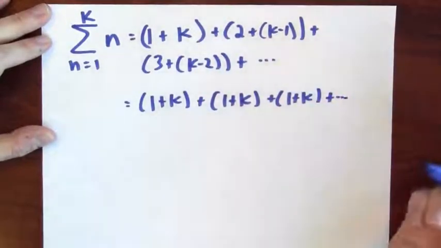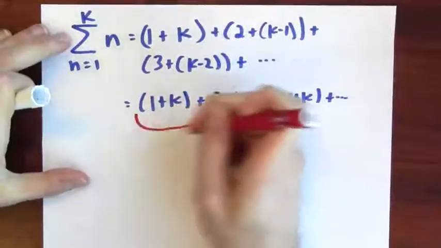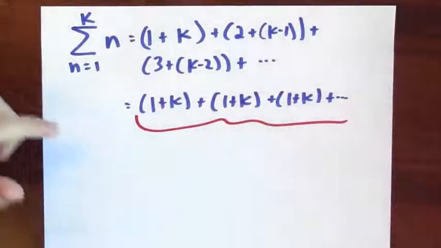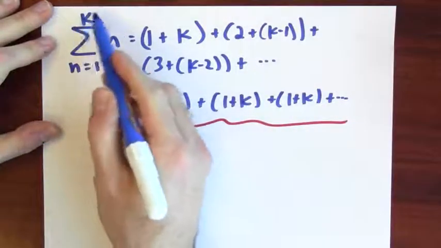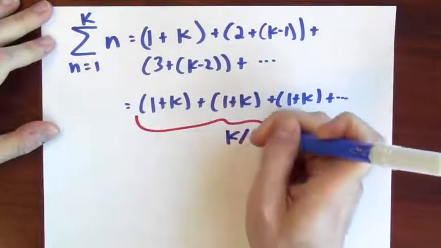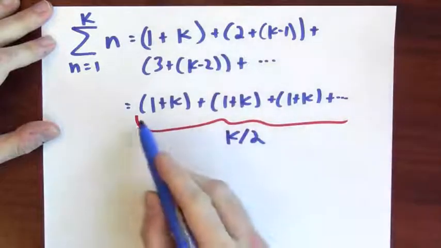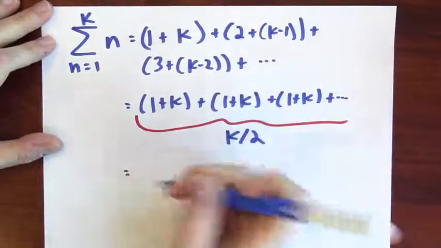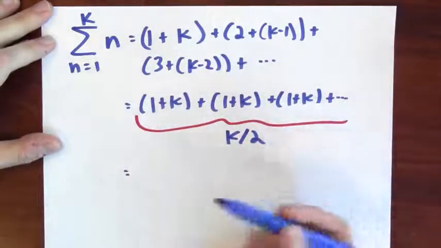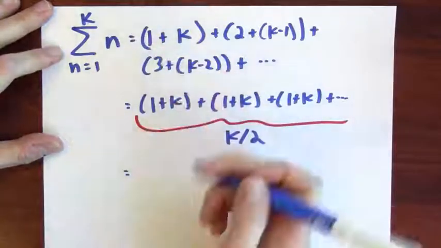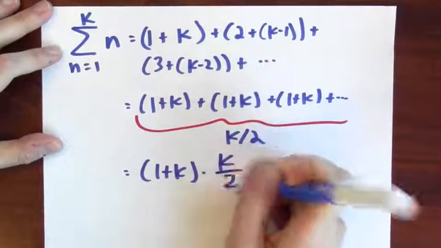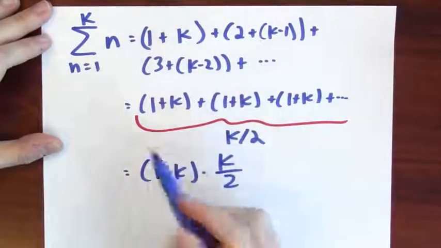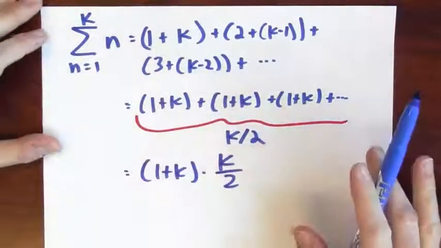All of these things add up to 1 plus k, and the key question is just how many things I've got. I'm pairing them off in twos, so if k is an even number, then I've got k over 2 pairs, all of which add up to k plus 1, and that's just a multiplication problem. That means that this sum is 1 plus k times k over 2. So that's the sum of the first k whole numbers.